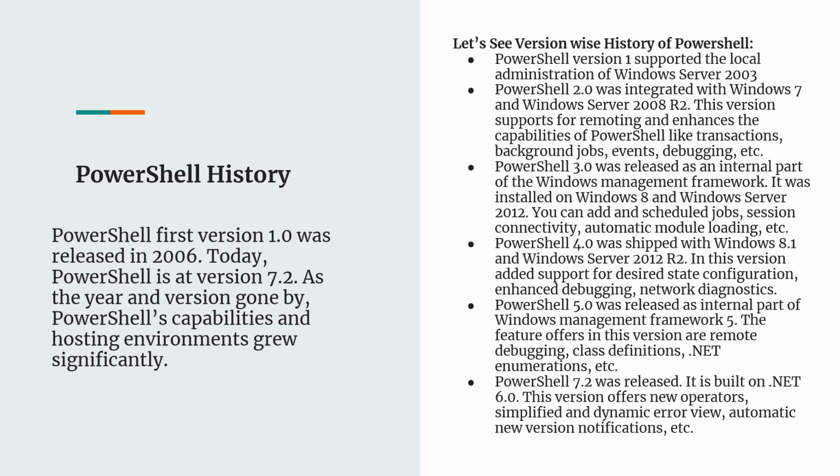PowerShell 4.0 was shipped with Windows 8.1 and Windows Server 2012 R2. In this version, added support for desired state configuration, enhanced debugging, network diagnostics. PowerShell 5.0 was released as an internal part of Windows Management Framework 5. The features offered in this version are remote debugging, class definitions, .NET enumerations, etc. PowerShell 7.2 was released. It is built on .NET 6.0. This version offers new operators, simplified and dynamic error view, automatic new version notifications, etc.